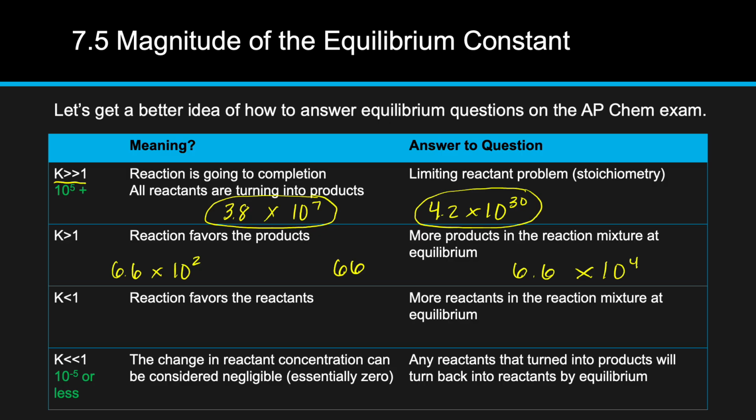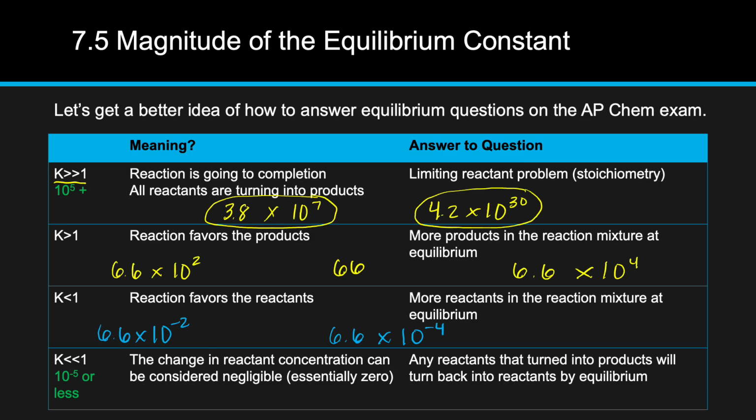And then the same goes in the opposite direction. So if we have K less than 1, that could be something like 6.6 times 10 to the negative 2nd, or 6.6 times 10 to the negative 4th. These numbers are the same as going in the opposite direction. At equilibrium, we have reactant particles and product particles. We just have slightly more reactant particles than product particles.